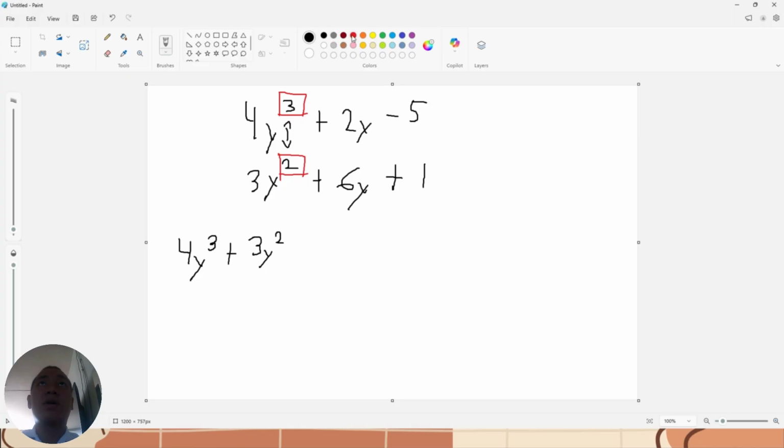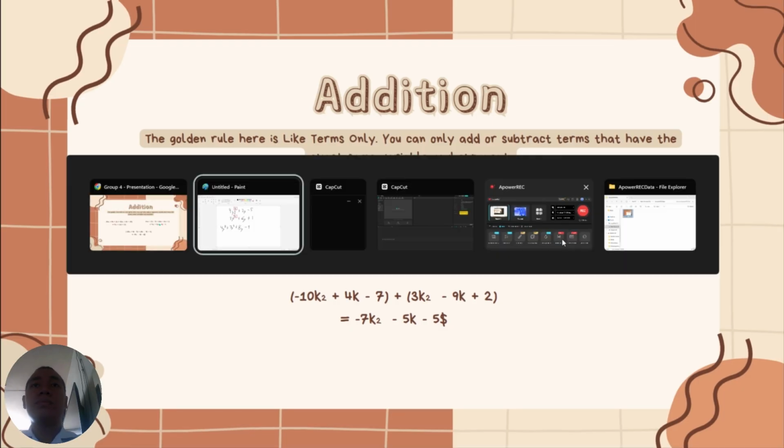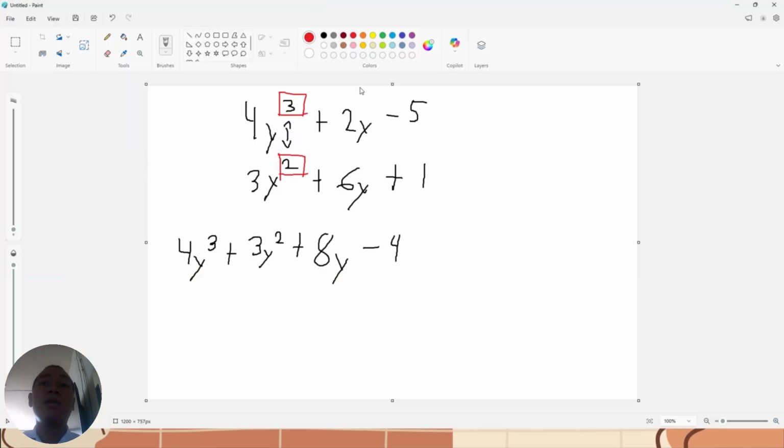Since the following terms have the same exponent as well as variable, you can add them together, which is 2 plus 6 is 8y. Here we got negative 5 plus 1, which will turn into negative 4. That's how you solve for like terms.